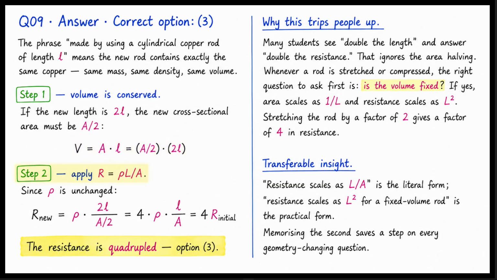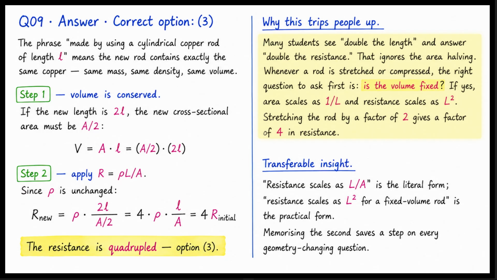Step 2: apply R equals rho L over A, since rho is unchanged. R new equals rho times 2L over A over 2, which is 4 times rho L over A, which is 4 times R initial. The resistance is quadrupled, option 3. Now here's why this trips people up. Many students see double the length and answer double the resistance. That ignores the area halving.